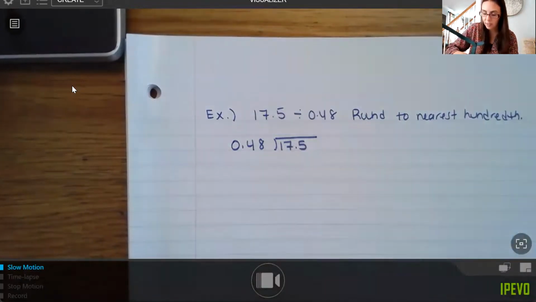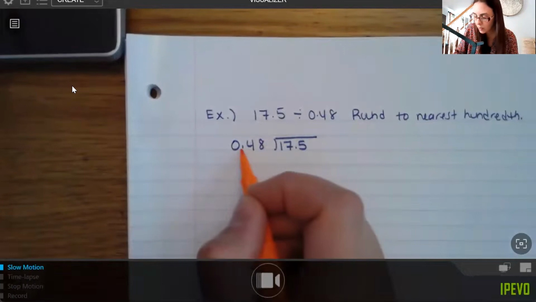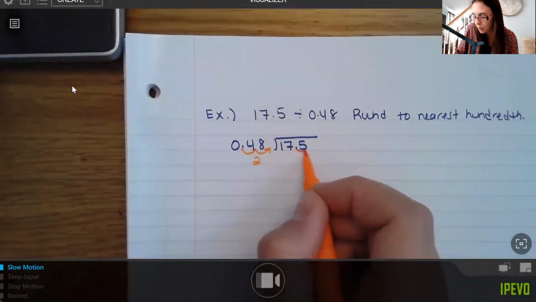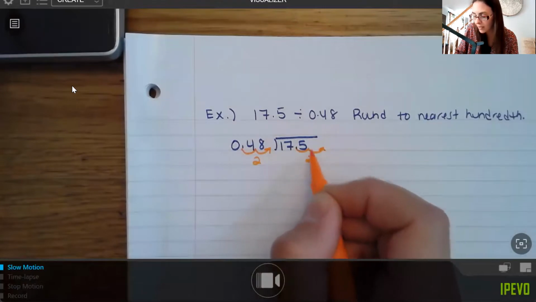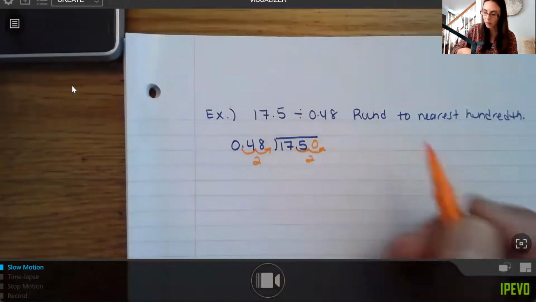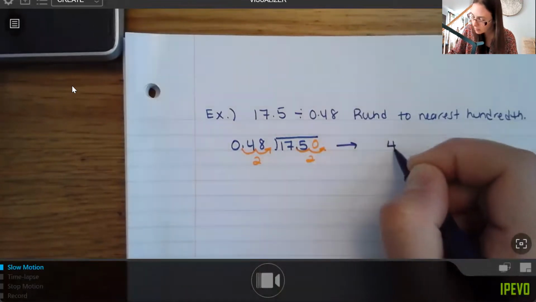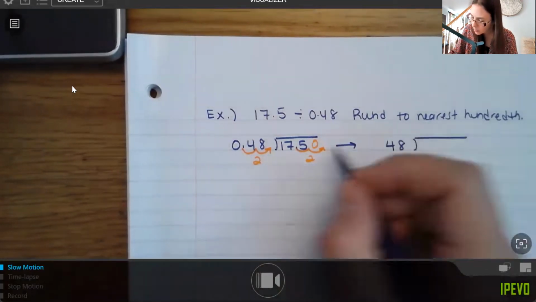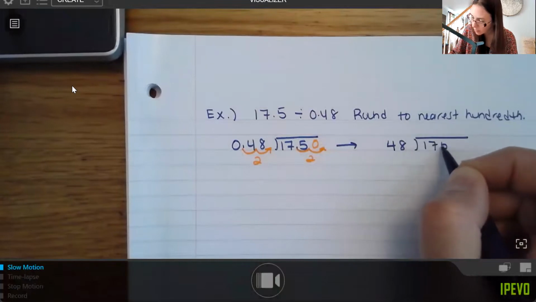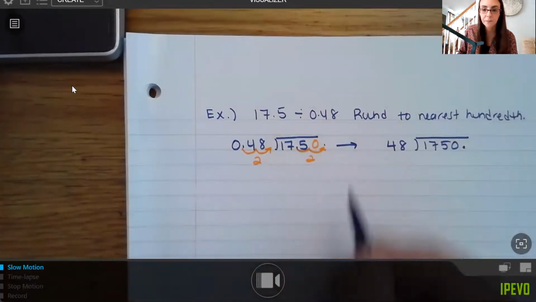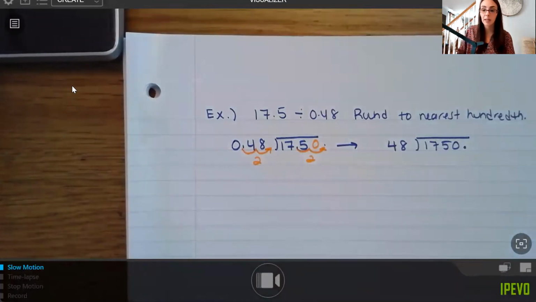And what I'm gonna do here is I don't like this decimal. So I'm gonna move it 2 spots to the right, and I make the same change on the inside. 1, 2. Now here, I'm going to have to tag on a 0 to make that work. So my problem becomes 48 into 1750, and then here's my decimal point right there, right? It goes 2 spots over, so it becomes right here. And now I'm going to go ahead and start.